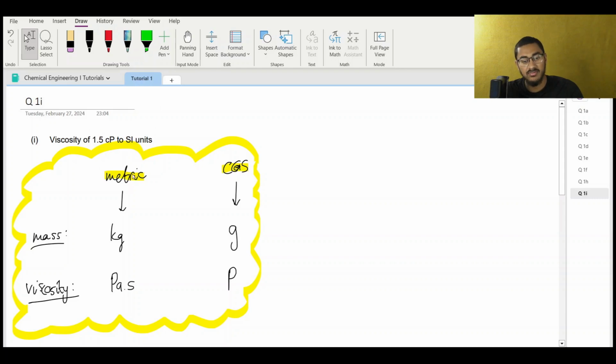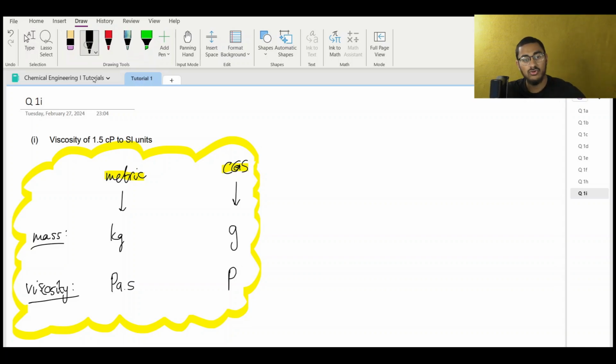We know in the metric system, if I asked you, hey, can you express a mass for me in the metric system? You'll say sure, and you'll express that mass in kilograms. If I asked you in the CGS system to express a mass for me, you know the base units there are centimeters, grams, and seconds. And so grams will be the unit of choice. Similarly, for viscosity, in the metric system, we use the Pascal second. And in the CGS system, we use the poise. That's P-O-I-S-E. So I just want you to keep note of that. And now that you know that, we can proceed with the question.